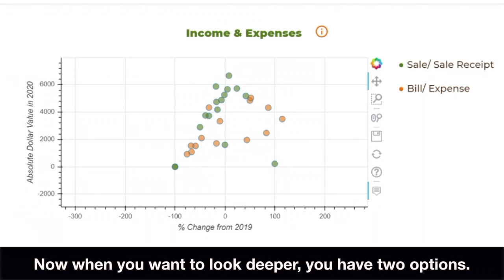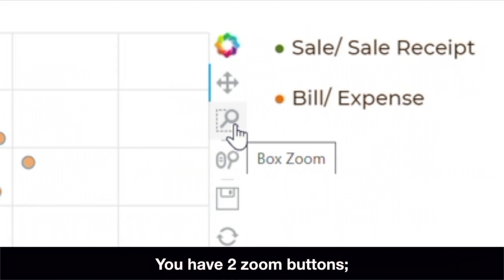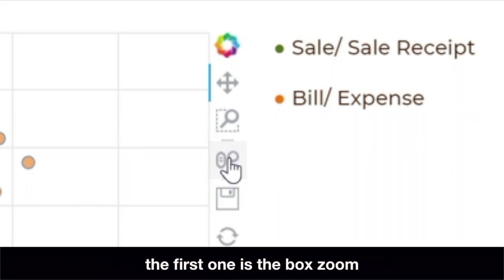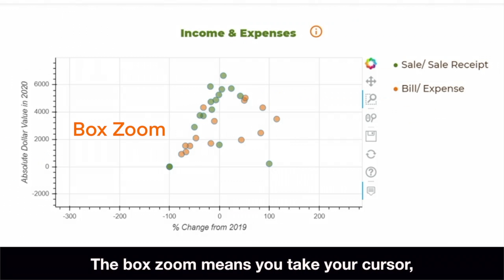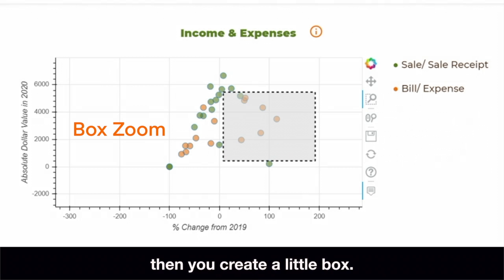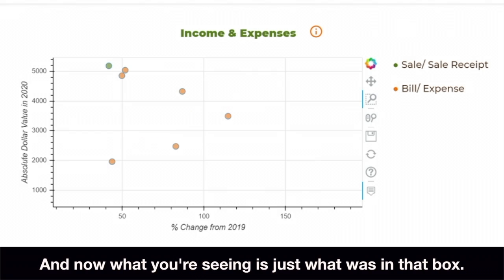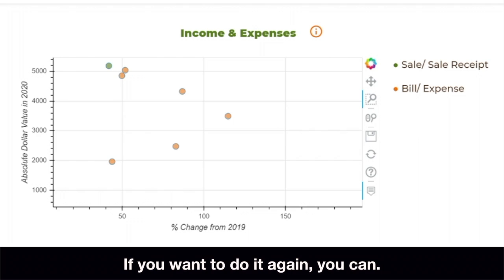Now when you want to look deeper, you have two options. You have two zoom buttons. The first one is the box zoom and the second one is the wheel zoom. The box zoom means you take your cursor and you create a little box, and now what you're seeing is just what was in that box. If you want to do this again, you can.